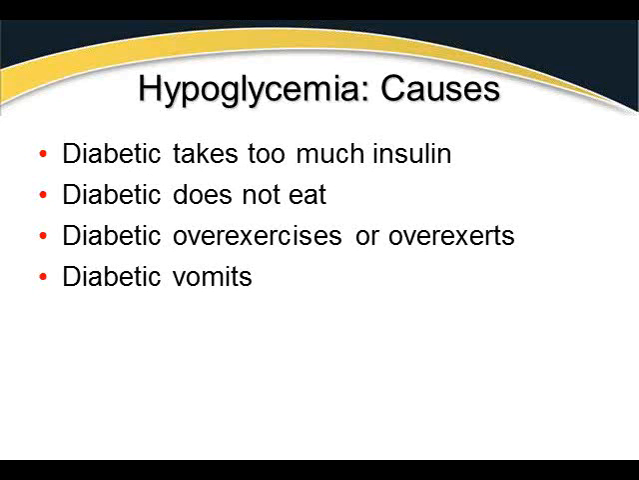So hypoglycemia, major causes. Diabetic takes too much insulin. Diabetic does not eat. Diabetic overexercises or overexerts, or they vomit after they've eaten. Those are probably the most common ones that you deal with. People that are sick, though, their hormones get out of whack, so what their normal dose of insulin might be might not work for them that day. Might be too much, might be too little.